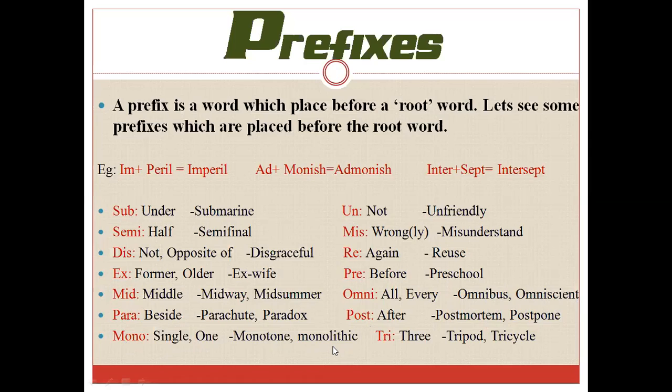This one is seen in ancient architecture. Next, tri means three: tripod, tricycle. So these are some of the prefixes which will actually help us to bring out new words from the root words. This is how we actually add prefixes to the root word. Hope you all understood this one.